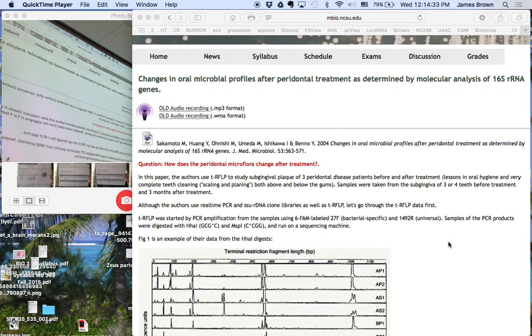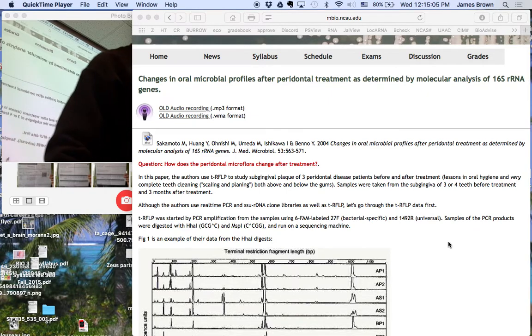Okay, so this is an elderly paper from 2004 by a Japanese group, obviously. Changes in oral microbial profiles after periodontal treatment as determined by molecular analysis of 16S RNA genes, from the Journal of Medical Microbiology. What they're looking at is how the organisms on your teeth differ before and after going to the dentist. And it's a little bit worse than that.